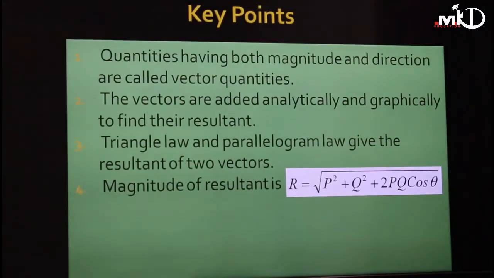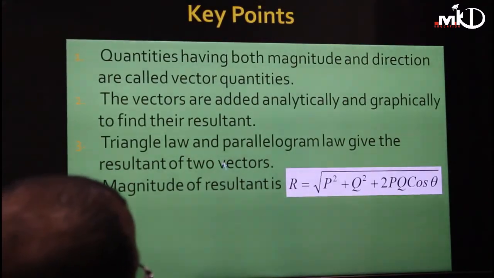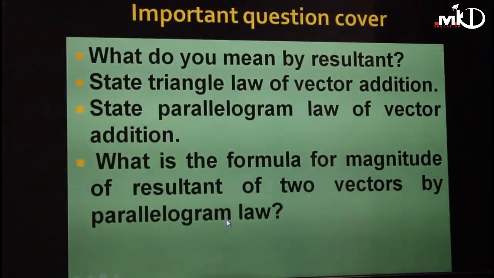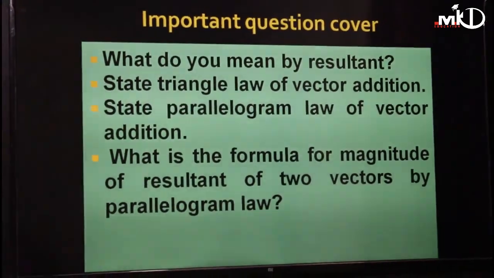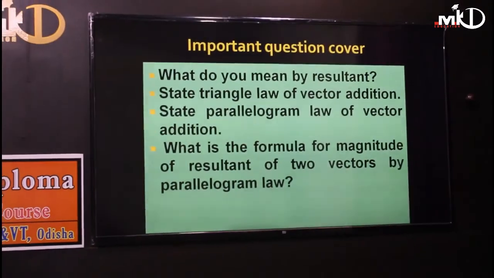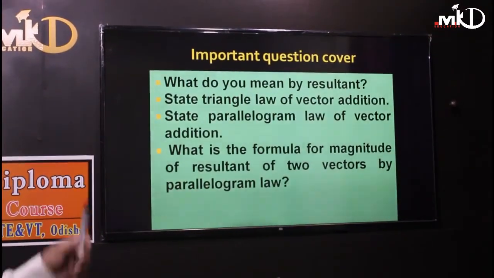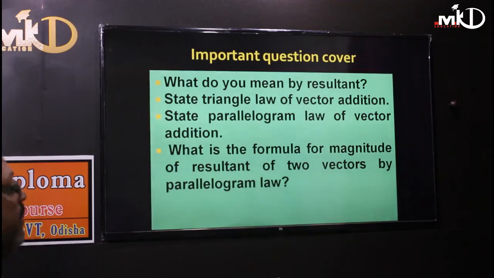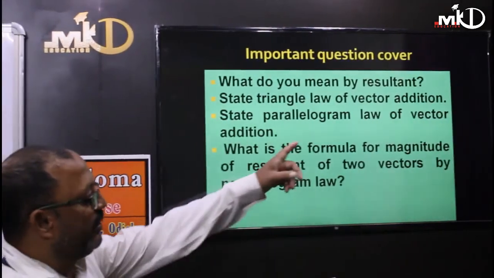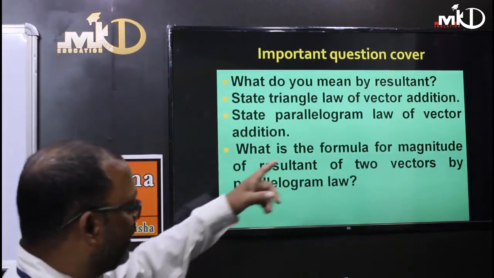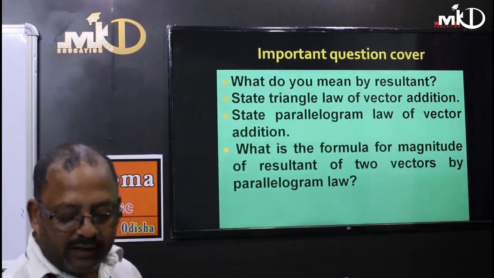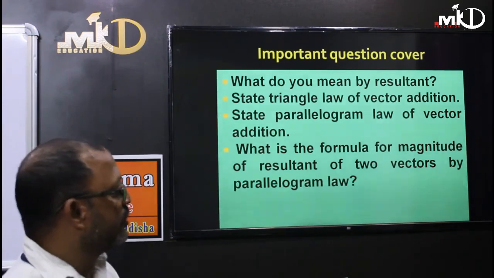Next we will discuss some important questions. First, what do you mean by resultant? As I have already stated, the resultant means the addition or subtraction of two vector quantities by applying either the triangle law or the parallelogram law of vectors. State the triangle law of vector addition, as I have already explained. Next, state the parallelogram law of vector addition. I have already stated the law, or refer to the study material.